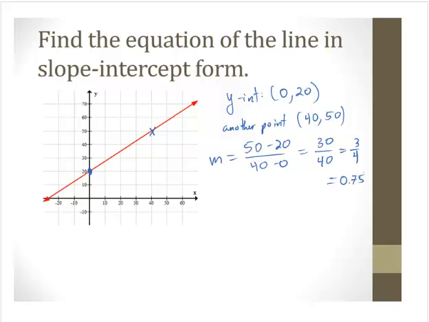So we have the slope, we have the y-intercept, we can write the equation. Y equals 3/4 x plus 20.